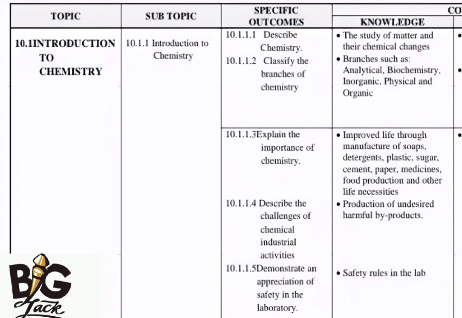Apart from that one, this question which is saying describe the challenges. So if they ask you to describe the challenges of chemical industrial activities, the answer that you are going to give is the production of undesirable harmful byproducts. For example, you can say this one causes what? Air pollution, land pollution, and also water pollution.